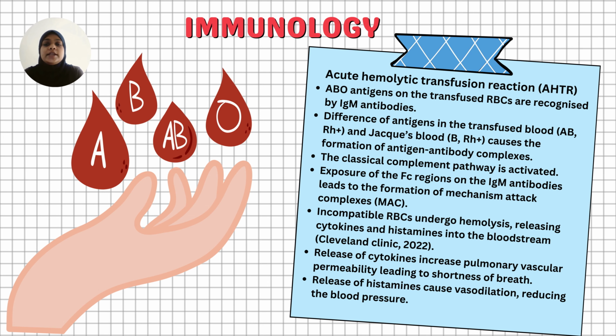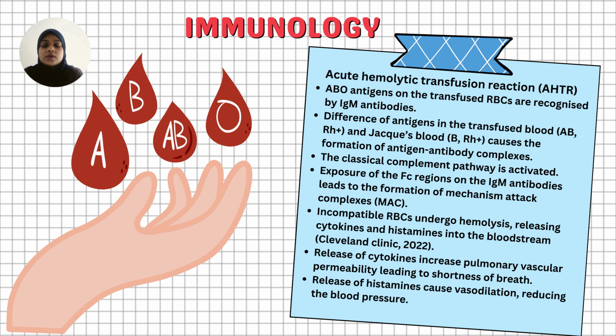An acute hemolytic transfusion reaction occurs when a patient receives a transfusion of incompatible blood, triggering an aggressive immune response. In Jack's case, receiving AB-Rh positive blood instead of his B-Rh positive blood introduced A antigens, which his immune system recognized as foreign because his plasma contained anti-A antibodies. The immunological mechanisms underlying AHTR involve the recognition and destruction of the transfused red blood cells by Jack's immune system.